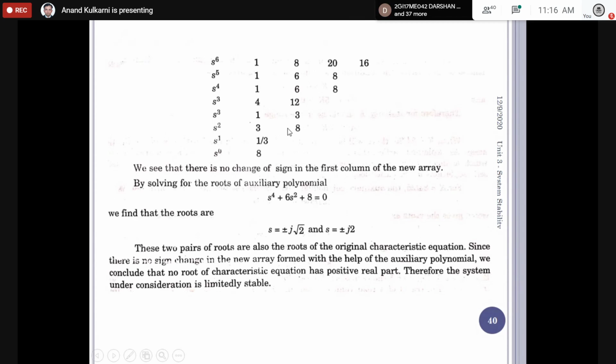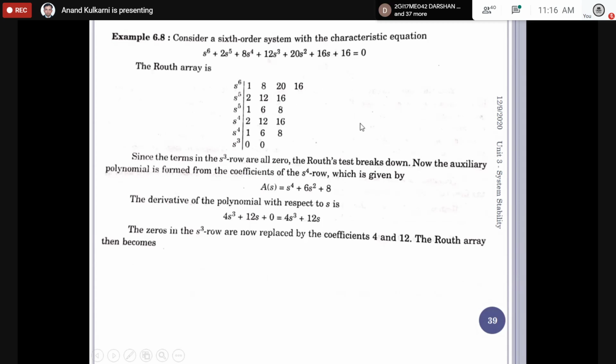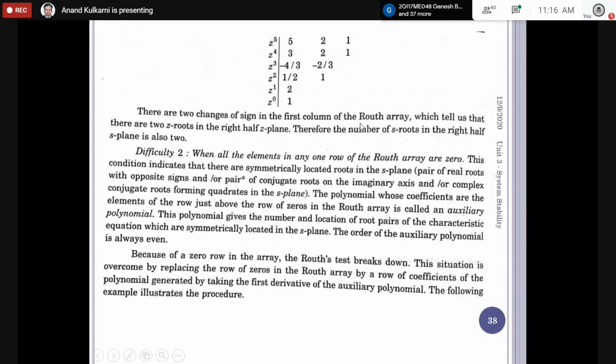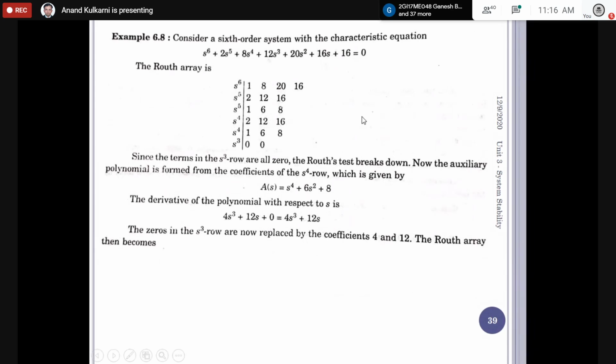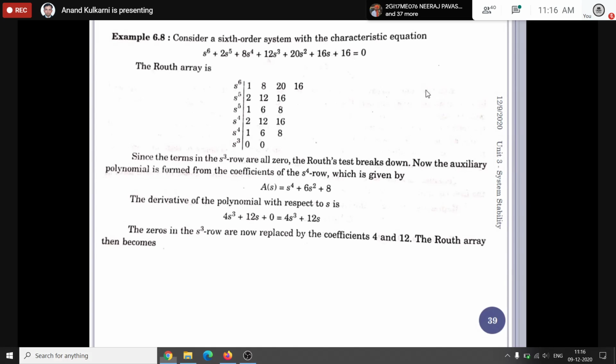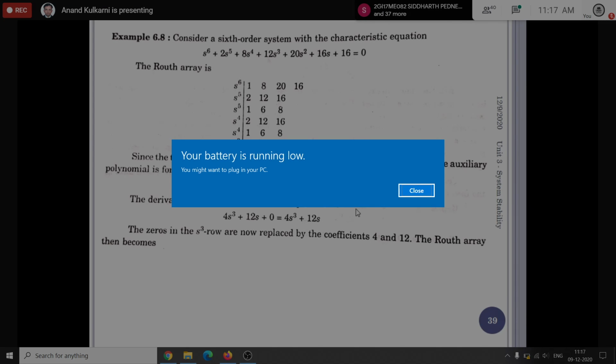But suppose this row can be 0, s square row can be 0, s cube row can be 0, or any other row higher than that can be 0. In that case, you have to do by this method. So this is difficulty 2. That is, one of the rows in the Routh's array becomes 0. In that case, what you have to do? Take the preceding row, which has not become 0, write the auxiliary equation, differentiate the auxiliary equation, and proceed further and complete the analysis.